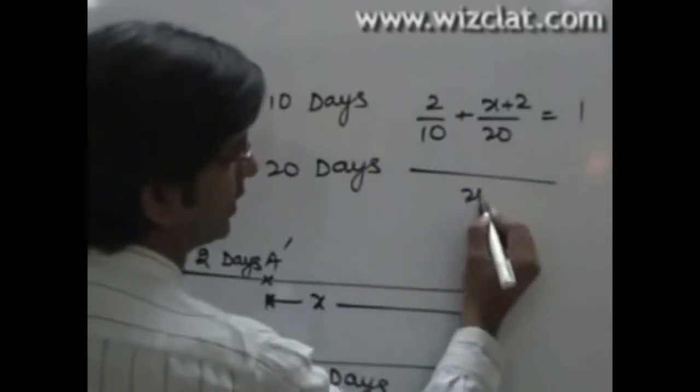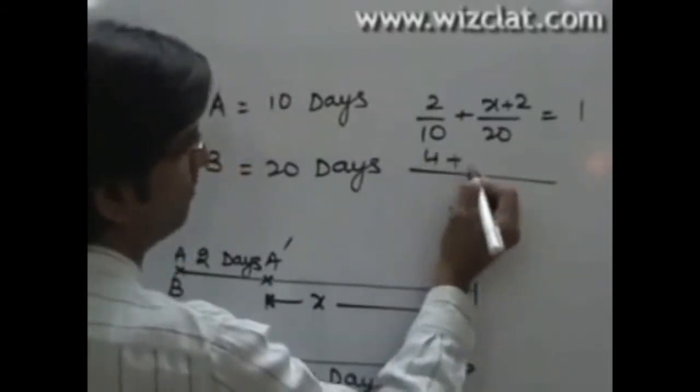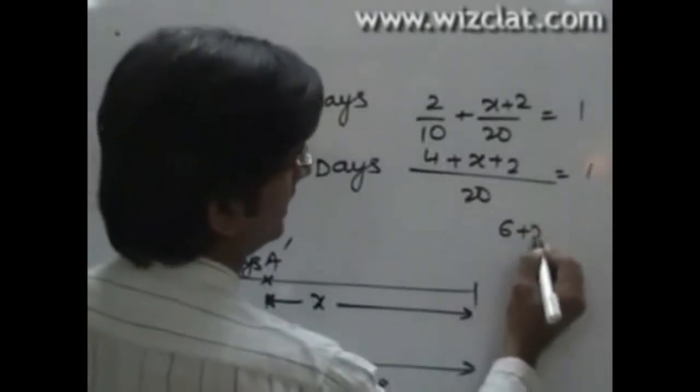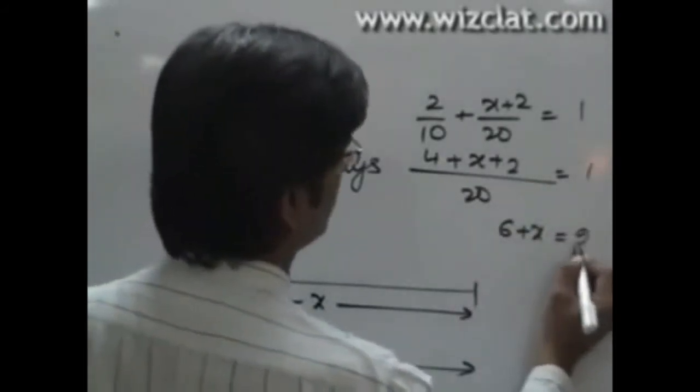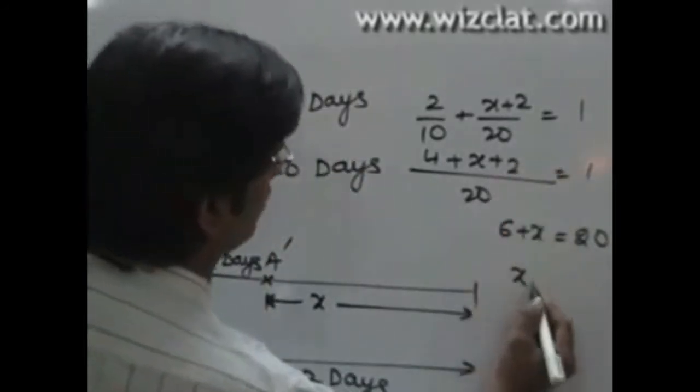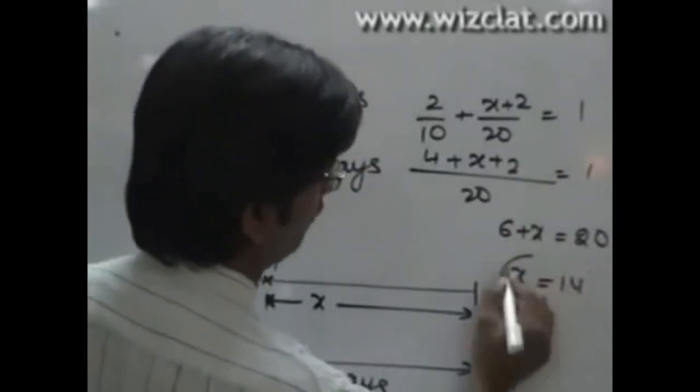On solving this equation, we will get 4 plus X plus 2 is equal to 20. So 6 plus X is equal to 20, so X is equal to 14 days.